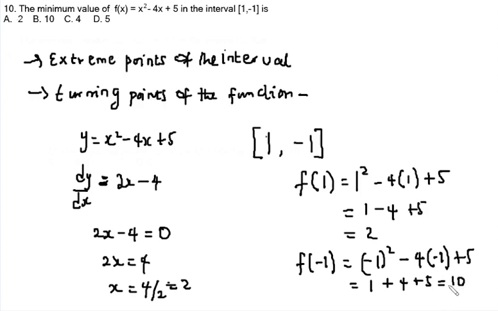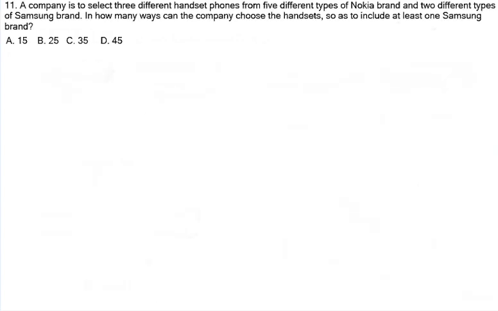Now if you look at these two values, the one that has the minimum value is the answer, or the one that has the smallest value for the interval. So that's for f of 1. The minimum value is simply 2 for the interval. The answer is A.